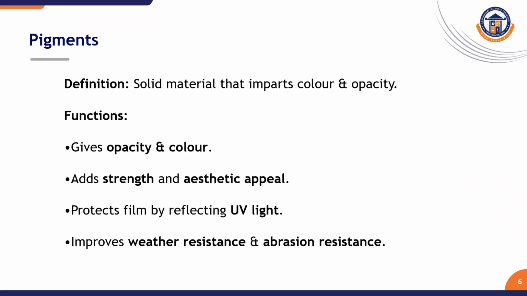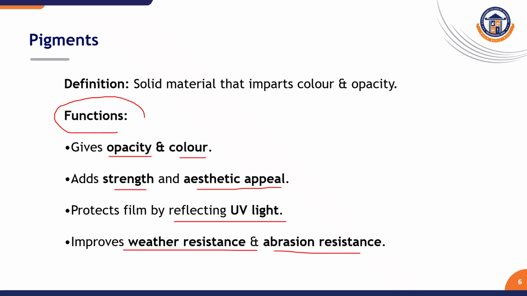Then we see about pigment. What is a pigment? A solid material that imparts color and opacity. What are the functions of the pigment? It gives opacity and color. It adds strength and aesthetic appeal, and it also protects the film by reflecting UV light. It has the character of reflecting the UV light which comes from the sun. Then it improves weather resistance and abrasion resistance. For weather resistance, whether it is winter or summer, it should be resistant.